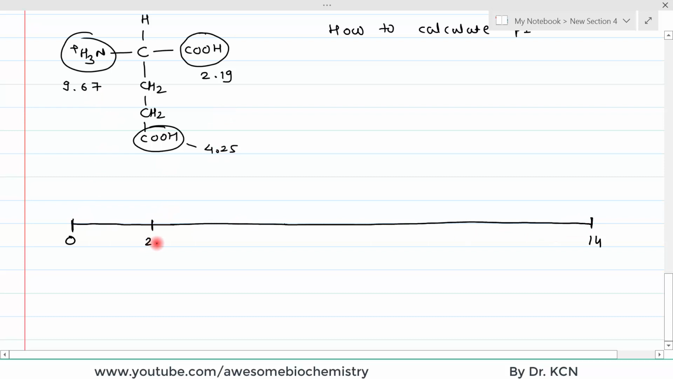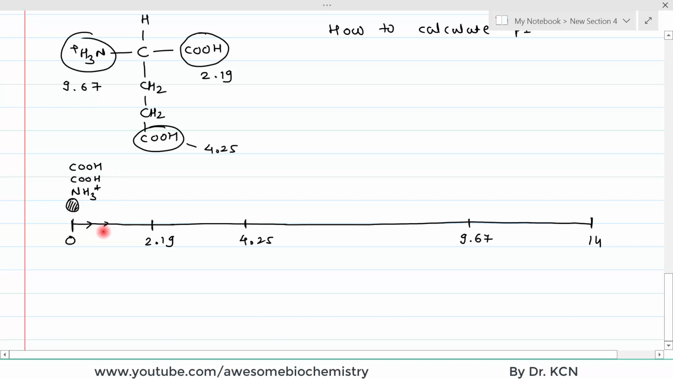So, here suppose it is the point 2.19, here suppose it is point 4.25, and 9.67 will be somewhere over here. Okay. So, what will happen at the extreme low pH? At this place, all these 3 ionizable groups will be in the protonated form. So, let us write this COOH, in the protonated form. This COOH is also in the COOH format, and this amino group will be in the NH3 plus format. Why? Because it is extremely low pH, everything will be protonated.